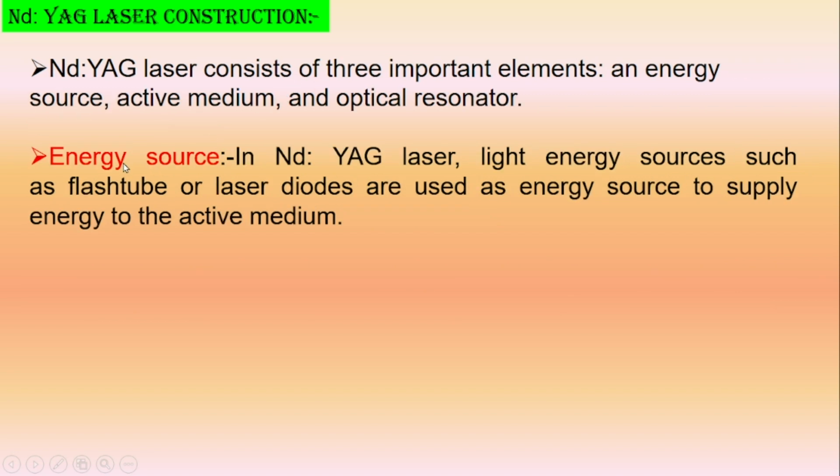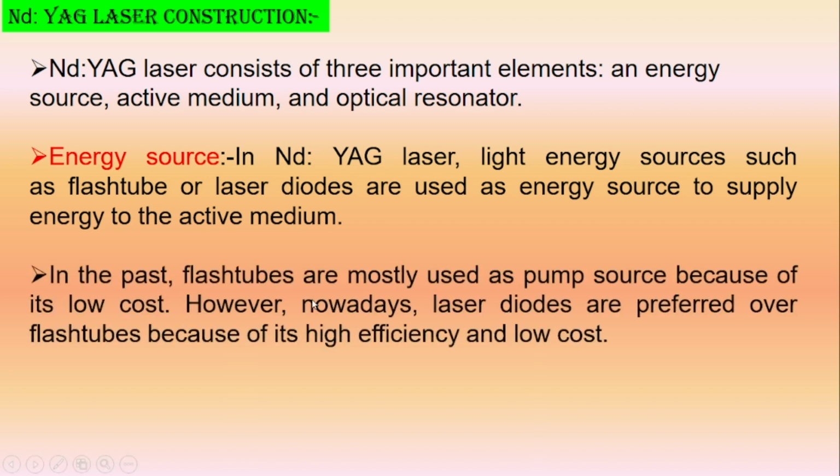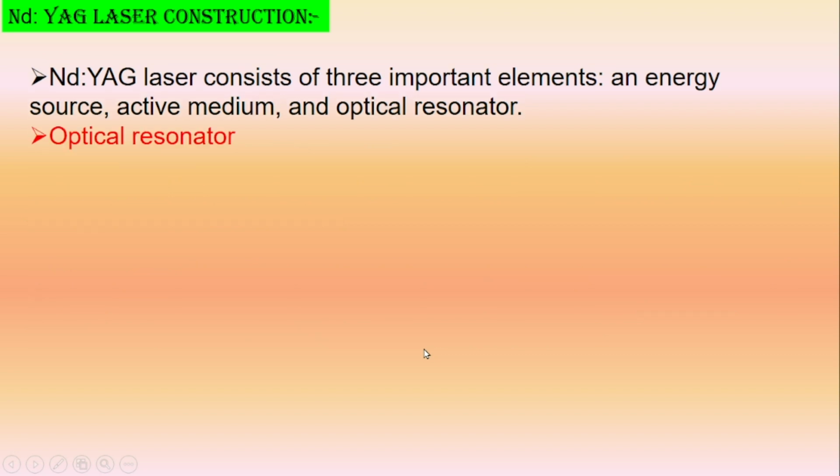And the next element is the energy source. In Nd-YAG laser, a light energy source such as a flash tube or laser diodes is used as an energy source to supply energy to the active medium. In the past, flash tubes were mostly used as a pump source because of their low cost. However, nowadays laser diodes are preferred over flash tubes because of their high efficiency and low cost.